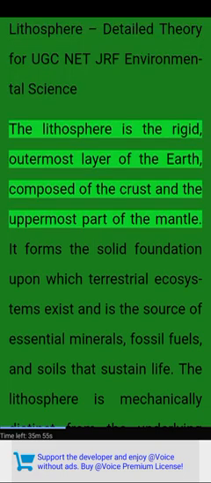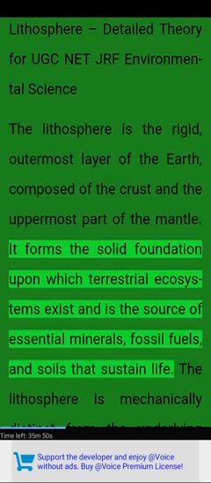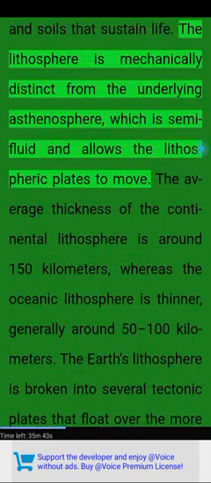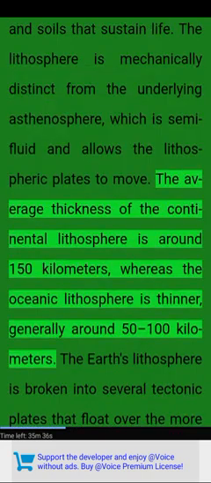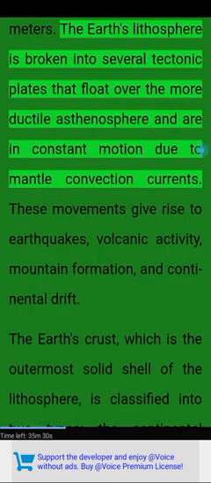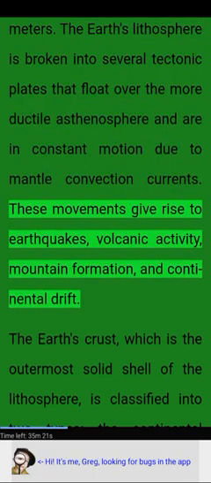The lithosphere is the rigid, outermost layer of the Earth, composed of the crust and the uppermost part of the mantle. It forms the solid foundation upon which terrestrial ecosystems exist and is a source of essential minerals, fossil fuels, and soils that sustain life. The lithosphere is mechanically distinct from the underlying asthenosphere, which is semi-fluid and allows the lithospheric plates to move. The average thickness of the continental lithosphere is around 150 kilometers, whereas the oceanic lithosphere is thinner, generally around 50 to 100 kilometers. The Earth's lithosphere is broken into several tectonic plates that float over the more ductile asthenosphere and are in constant motion due to mantle convection currents. These movements give rise to earthquakes, volcanic activity, mountain formation, and continental drift.